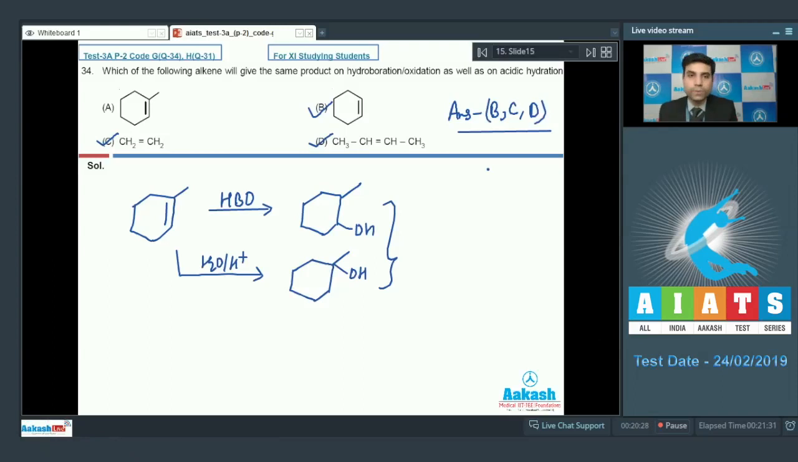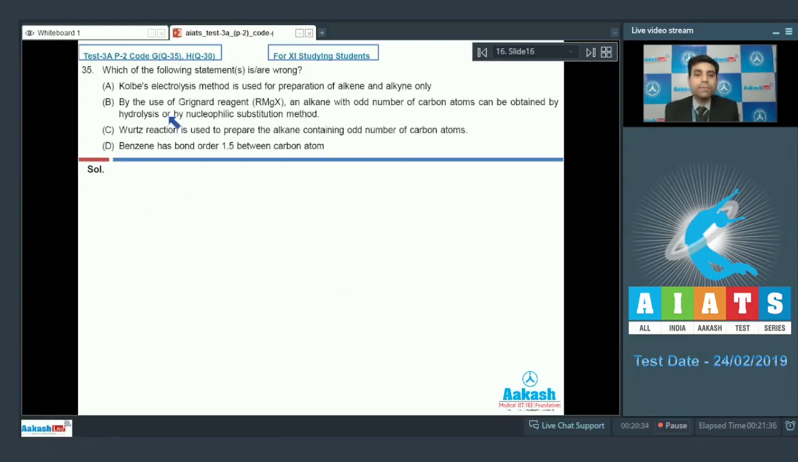Now let's move to the next question. This is the next question we have. It says, which of the following statement or statements is are wrong? If I talk about the first statement, it says Kolbe's electrolysis method is used for preparation of alkene and alkyne only. Students, this is a wrong statement. Why? Because Kolbe's electrolysis method can be used for the preparation of alkane also. So alkane is also formed in Kolbe's electrolysis method.